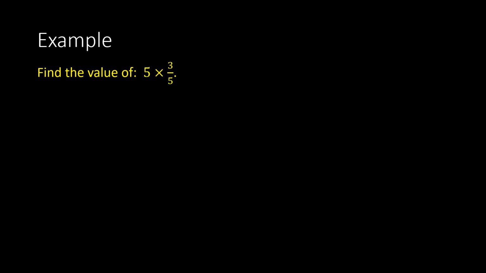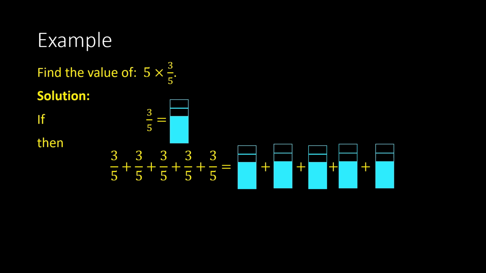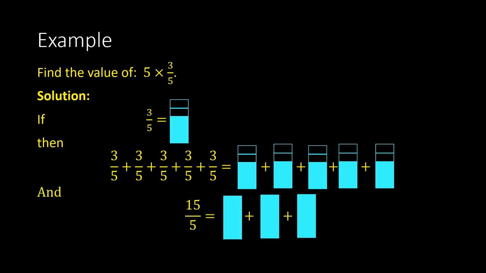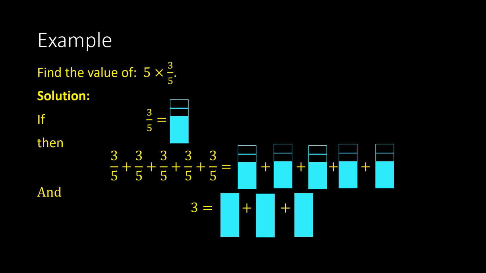Let's take a look at another example, namely 5 times 3/5. Again, let's look at solving this with the aid of diagrams. 3/5 will look something like the diagram shown. If we multiply 3/5 by 5, then this is equivalent to 3/5 being added to itself 5 times, or alternatively represented by the 5 rectangles shown on your screen. This is equivalent to 15 parts out of 5. And 15 parts divided by 5 is of course 3.